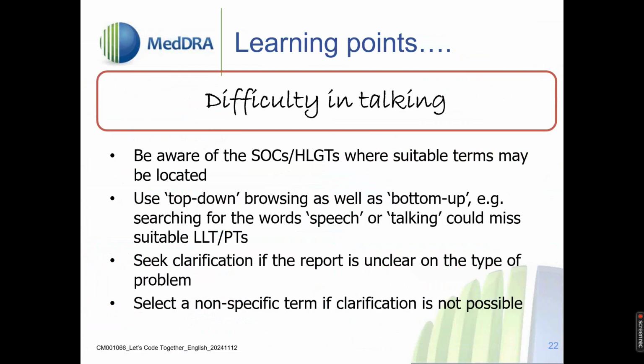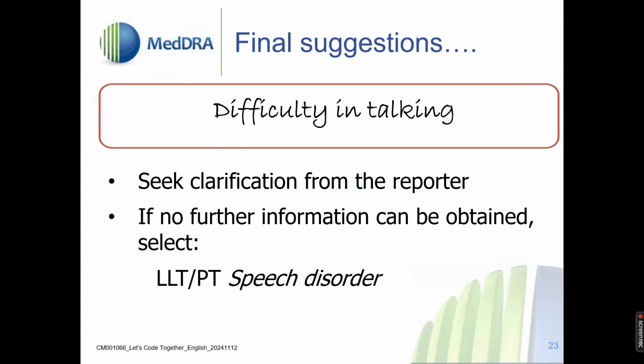Be aware, I've just mentioned, use top-down browsing as well as bottom-up. This is what we mean by top-down, where you go to the system organ class and look around, browsing within the SOC. Otherwise, you might miss terms. Don't just look for talking, look for the synonym of speech. If you're not sure, you can seek clarification. I know a number of you were suggesting this, and if that's possible to do, then it's always a good idea to find out the reason for the difficulty. I agree with you if that is possible. But if it's not possible to get more information, then you would select a non-specific term, and here we propose speech disorder.